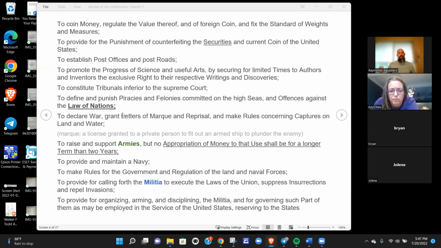Congress has the power to declare war, grant letters of marque and reprisal, and make rules concerning captures on land and water. Marque and reprisal, I didn't know what that was when I saw it. So the letter of marque is basically a license granted to a private person to fit out an armed ship to plunder the enemy. Wow. So effectively, it's saying that if somebody steals something from us, the government or whatever, and they're out there on the waterways, the Congress can grant a private license to a private person to go out there and get our booty back.